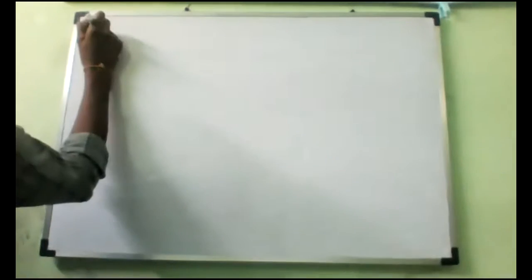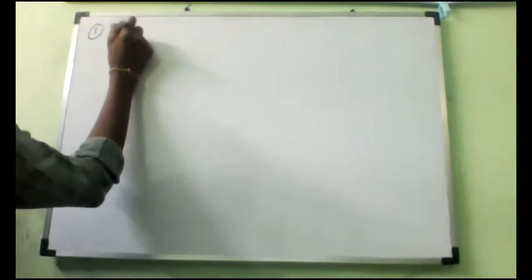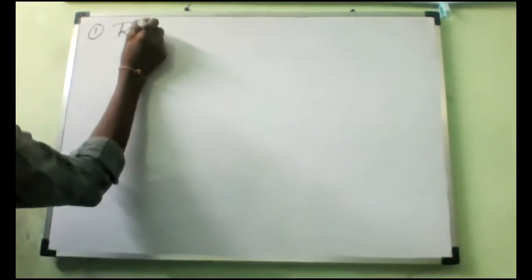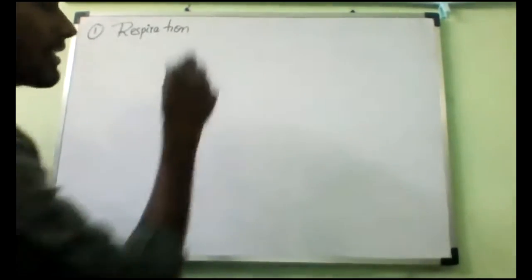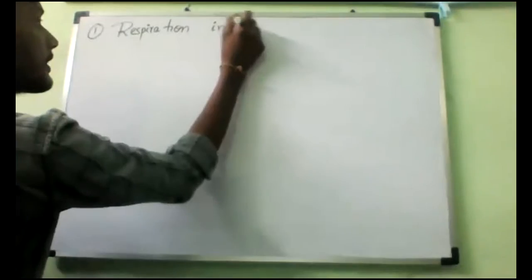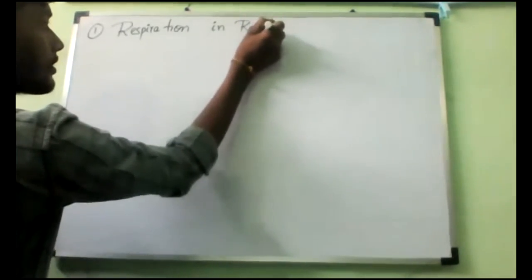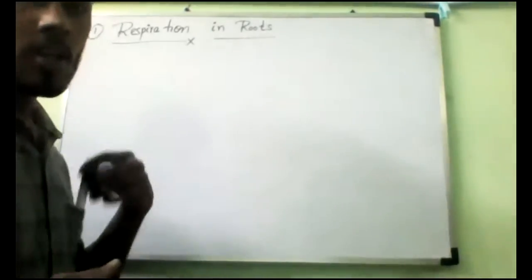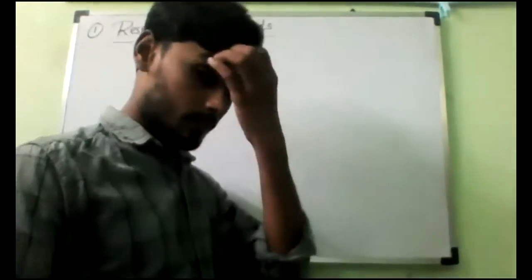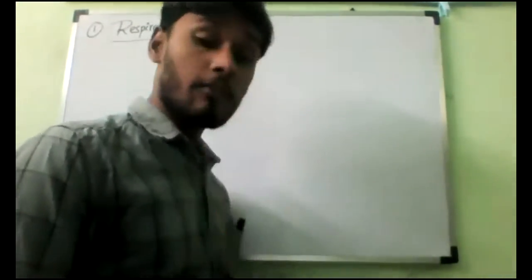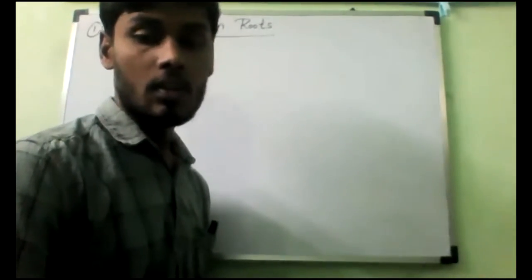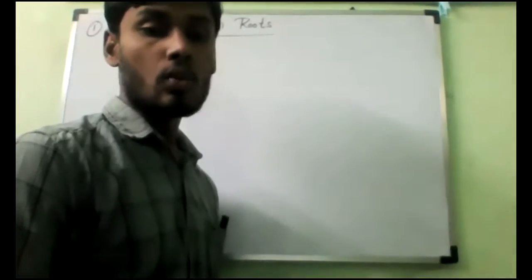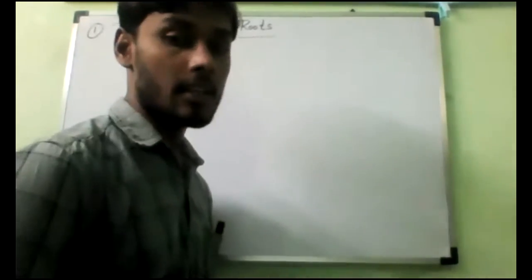So now let us come to here. All of you keep the heading first: respiration in roots, and leave it. After studying only we can write something. So, respiration in roots. As we know, roots, how are they and where are they present? Are they present above the ground or below the ground? Below the ground. Roots are present inside the soil. The roots are going deeper inside the soil.